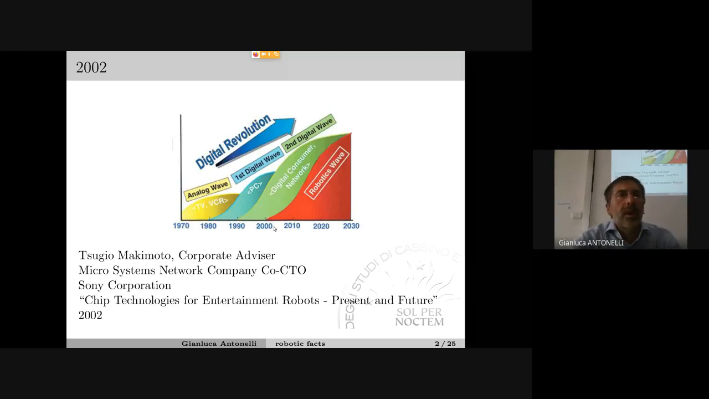This was his forecast in 2002. Now we are in 2020. According to his forecast, we should be over the maturity and almost in the flat area. Not sure we are here.